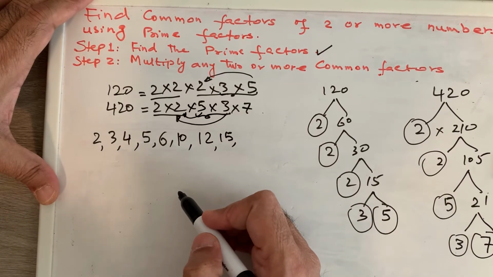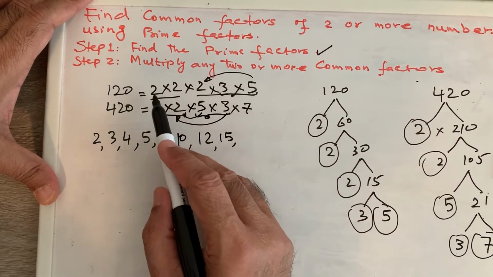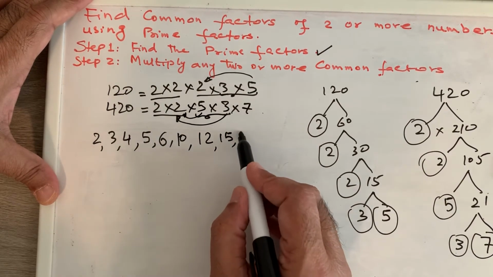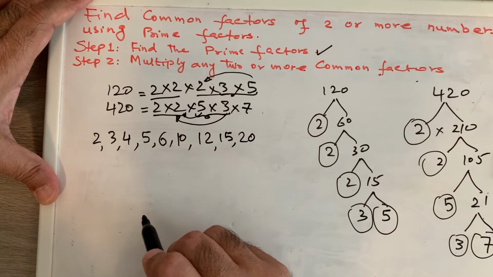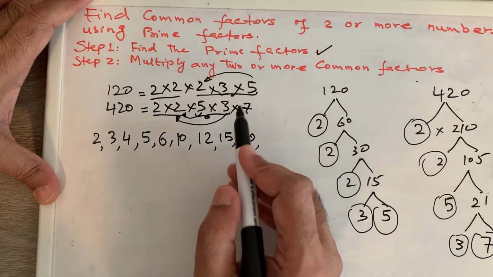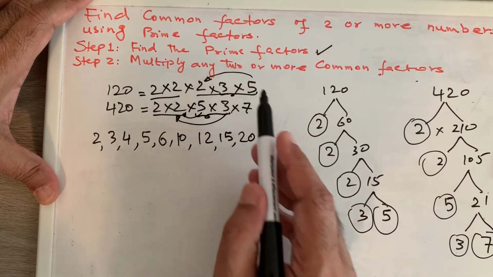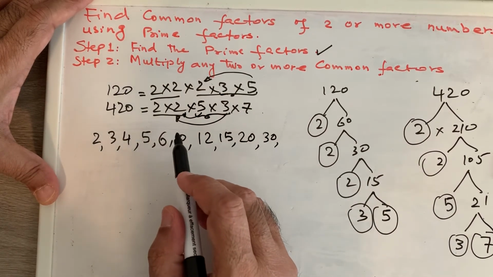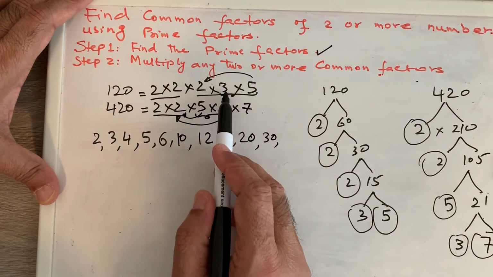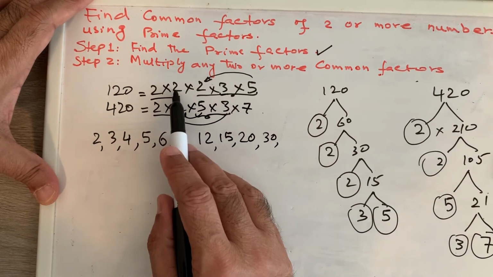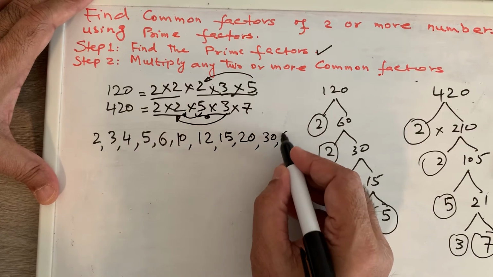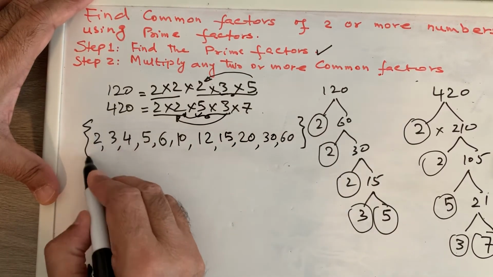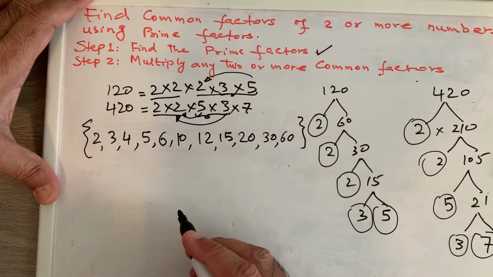What else can we see? Okay, 20. 2 times 2 is 4, 4 times 5 is 20. And here also we have 20. So 20 is a common factor of this. Then we say 30. 3 times 2 is 6, 6 times 5 is 30. So they both have got 30. Then what else? 5 times 3 is 15, times 2 is 30, times 2 is 60. They both have got 60 as well as a common factor. So these are all the common factors between 120 and 420.